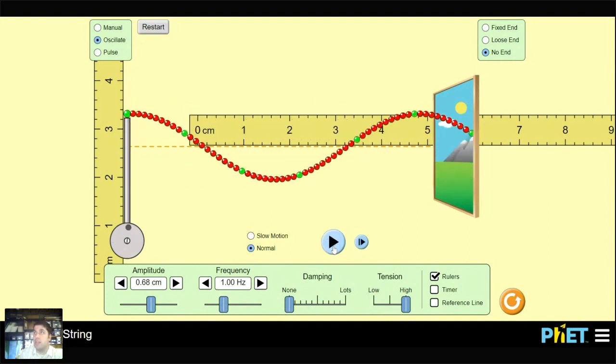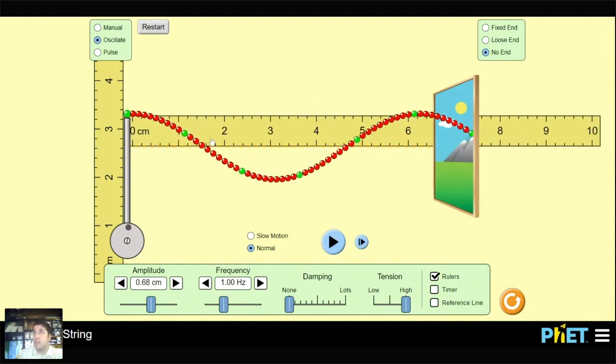All right, so in this case, my wavelength is somewhere around, and again, this is not the best way to measure it, somewhere around 6 centimeters. So we were able to get 6 times 1, or still 6 centimeters per second. The speed of the wave, the velocity of the wave doesn't change when you change the frequency or the wavelength, because the velocity doesn't depend on the frequency or the wavelength.